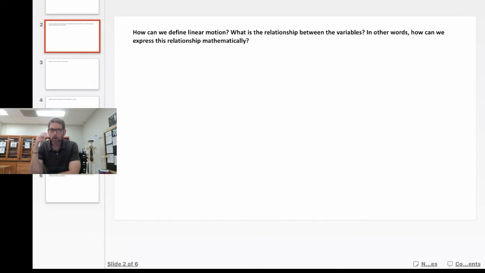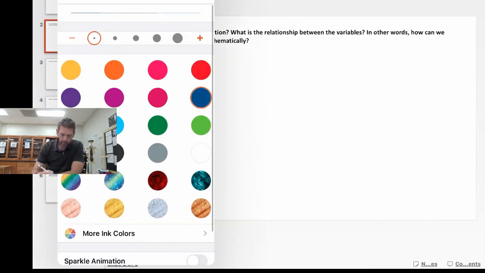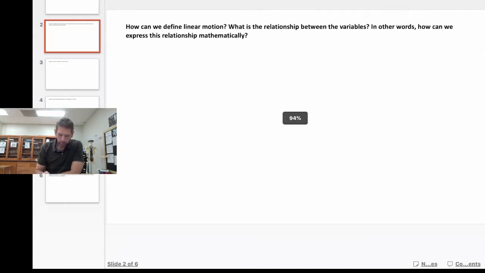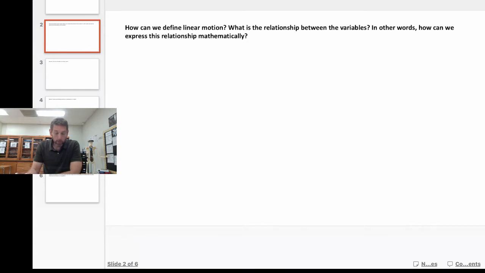So we're still on linear motion. How can we define linear motion? What's the relationship between the variables? Basically, what we're thinking about is how can we express this mathematically? It's always about how can we express this mathematically. So let's see, let's go with my favorite. I like blue. All right, so let's zoom in here just a little bit.